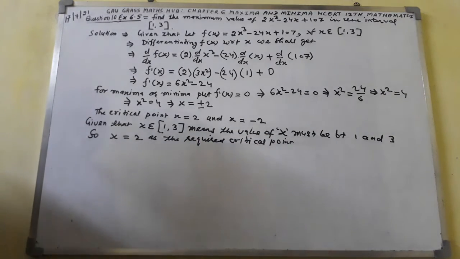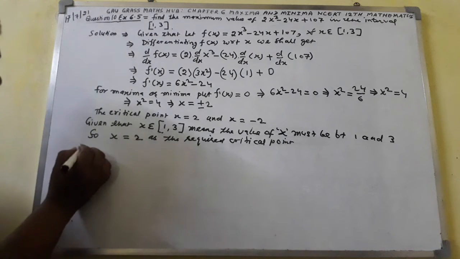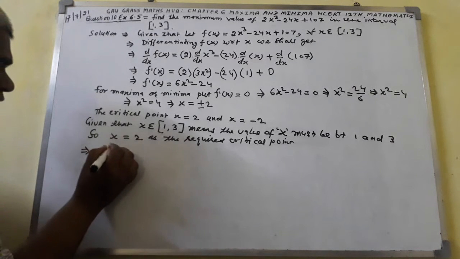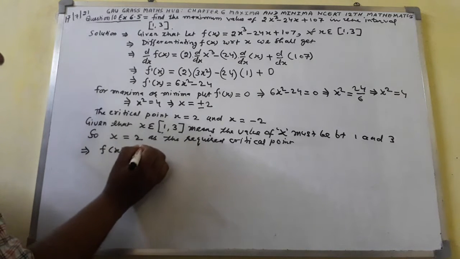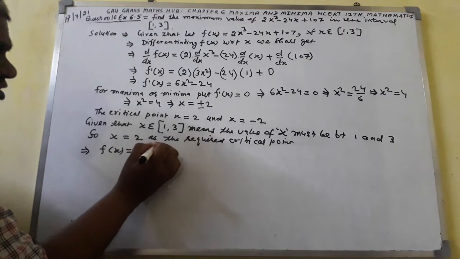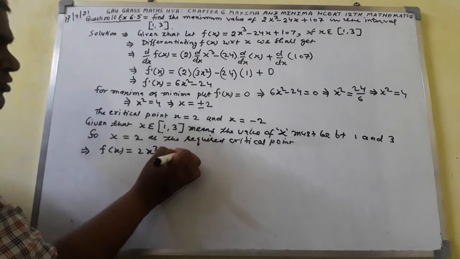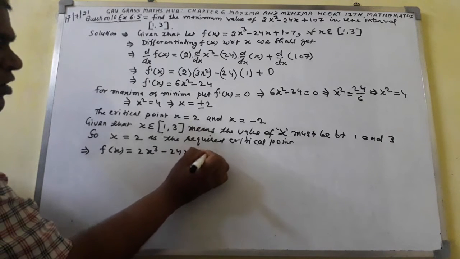Now what I shall do here, I have to find out the maximum value. Therefore I shall write f of x equal to 2x cube minus 24x plus 107.